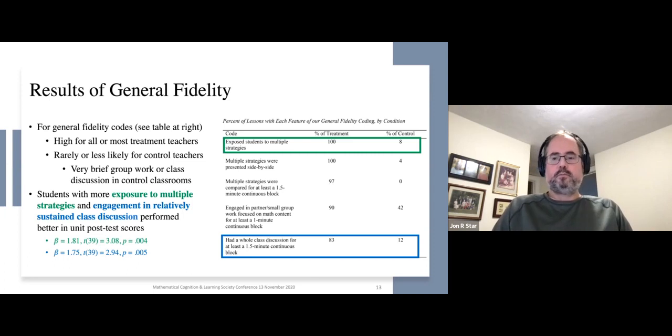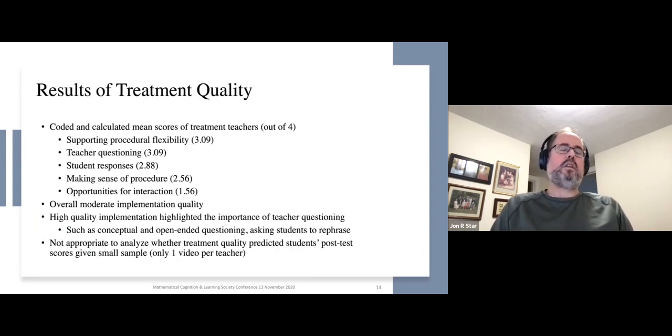In terms of treatment quality, which was the other video coding system we used for treatment teachers only, we measured treatment teachers' performance in these 5 areas: supporting procedural flexibility, making sense of procedures, and then teacher questioning, student responses, and opportunities for interaction. The scores you see are mean scores out of 4. And so overall, this is sort of moderate implementation quality. It sort of shows that this is actually very hard for teachers to do well.